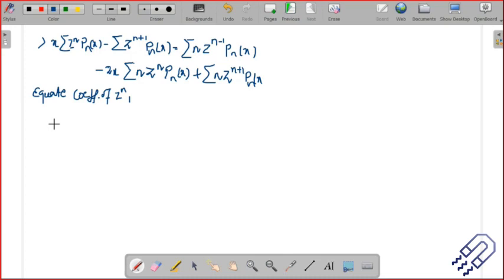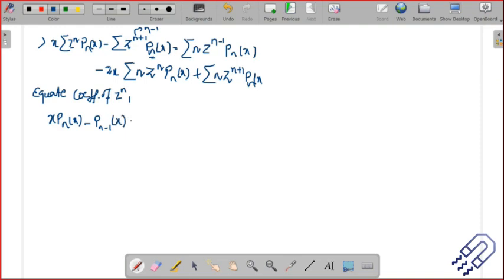Okay. If we equate the coefficients, let's see what we get. On this side it is x p n x, first term, minus, this is z to the power n plus 1. That means if I want to take z to the power n, in place of n I should put n minus 1. That will be the n minus 1 term plus 1. So n minus 1 plus 1 will become z to the power n. So that means this is p n minus 1. Understand the logic, okay? I'm not expanding it, but I think it's quite logical.